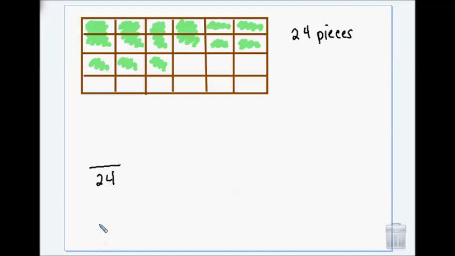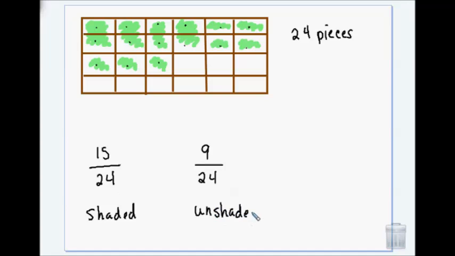Now I can decide, do I want to make a fraction of the shaded part or the unshaded part? Shaded, okay. So I count those. 1, 2, 3, 4, 5, 6, 7, 8, 9, 10, 11, 12, 13, 14, 15. So 15 24ths would be shaded. Now we haven't reduced this yet. We can, but I'm not going to talk about that just yet. Which would leave us how much not shaded? Yeah, 9, right? Because it has to add up to 24 to be the whole thing. So the shaded and the unshaded will always add up to whatever your denominator is.